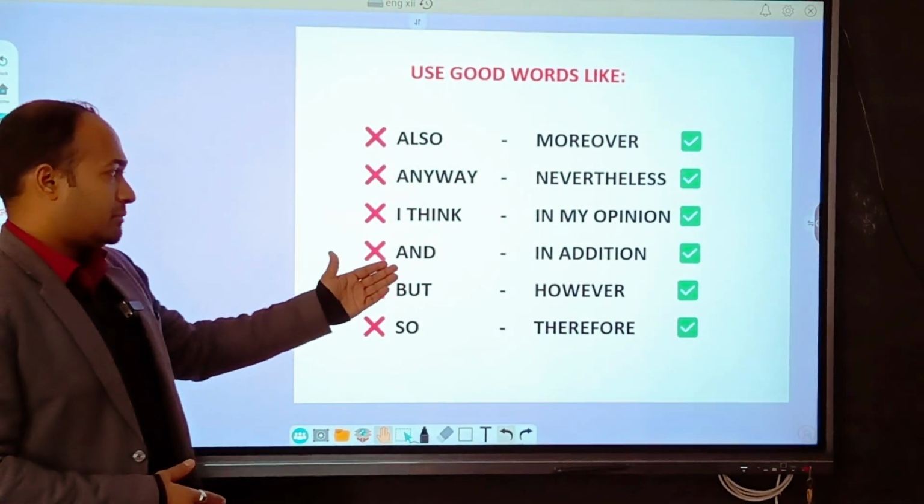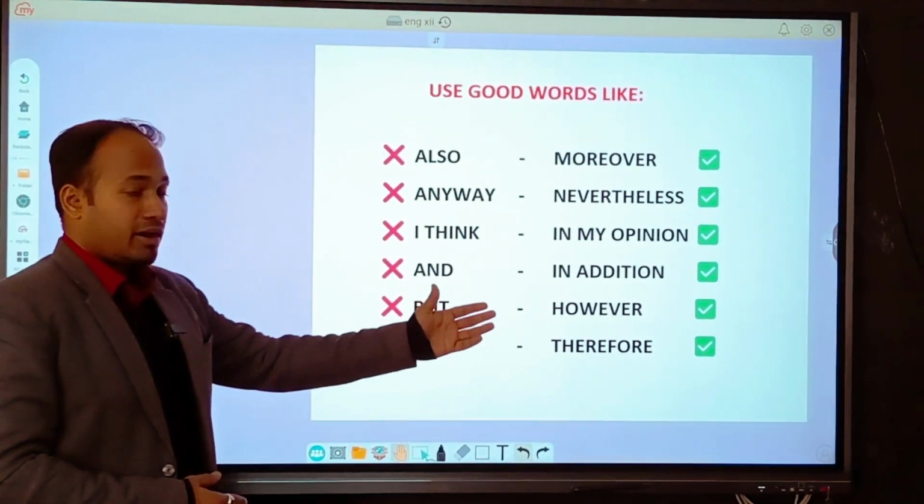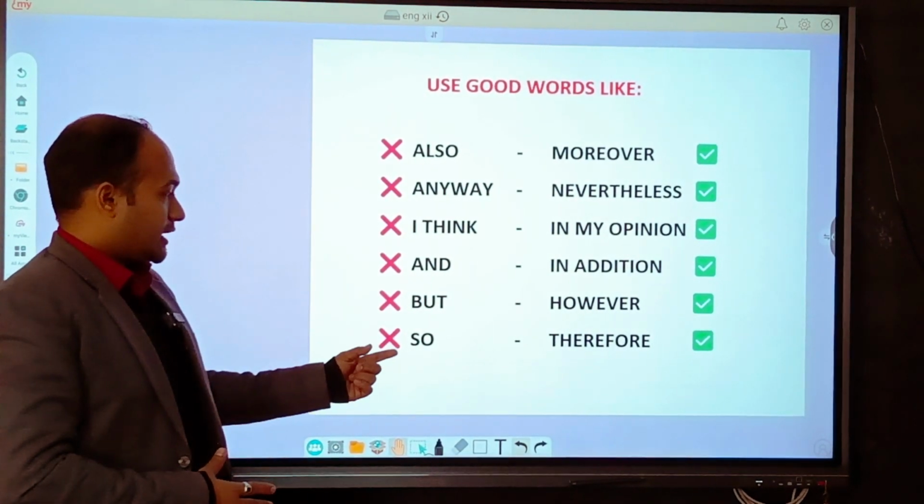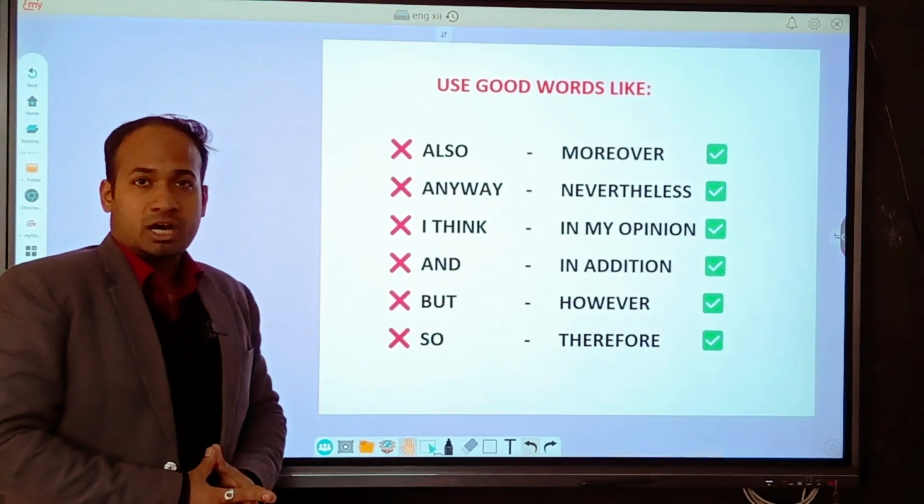And can be replaced with in addition. Instead of using but, you can write however. Instead of using so, you may write therefore to get good marks.